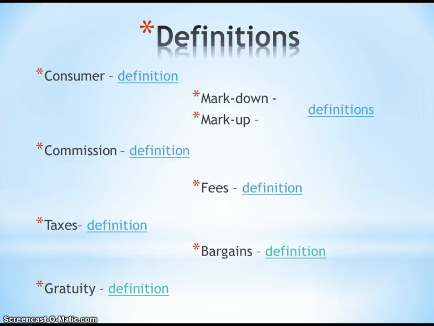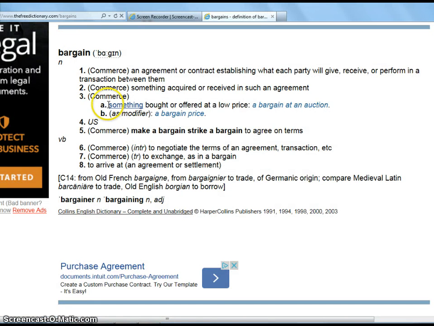Next we will have bargains. So a bargain is, we're going to use this one, something bought or offered at a low price. Think about it as when it's time for Christmas, everyone goes out looking for bargains. When it gets close to Black Friday, the day after Thanksgiving, everyone likes to go shopping for Christmas because they get a lot of bargains or low prices.